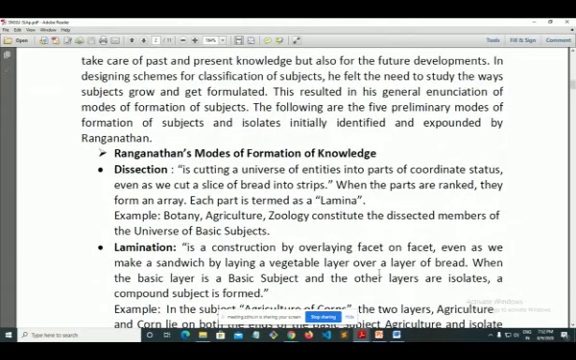Dejection. Dejection is cutting a universe of entities into parts of coordinate status, even as we cut a slice of bread into strips. When the parts are ranked, they form an array. Each part is termed a lamina. For example, botany, agriculture, zoology constitute the dejected members of the universe of basic subjects.